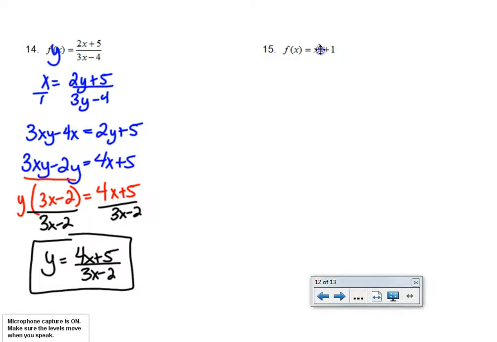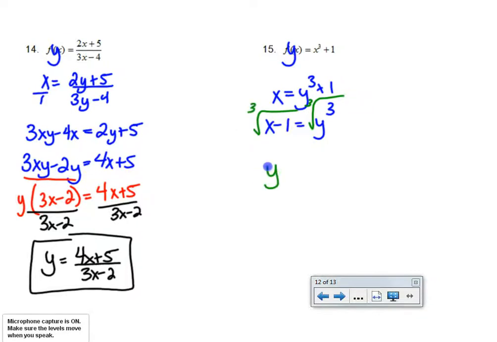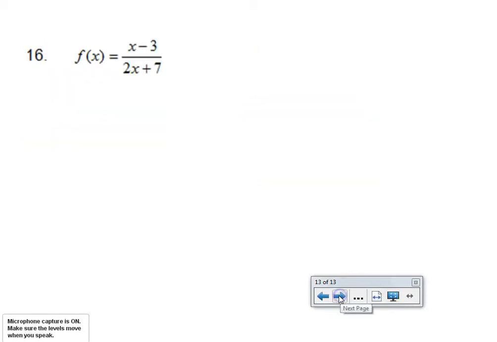Number 15, cubic function. This is originally a y, but when I switch them, I'm going to solve for y by subtracting the 1. And then final step, to get rid of a third power, I would cube root both sides. There's no need for a plus or minus or restrictions because cube root functions do not have restrictions. And they are 1 to 1. So you could do f to the negative 1, you know, inverse notation. I'll accept either here.